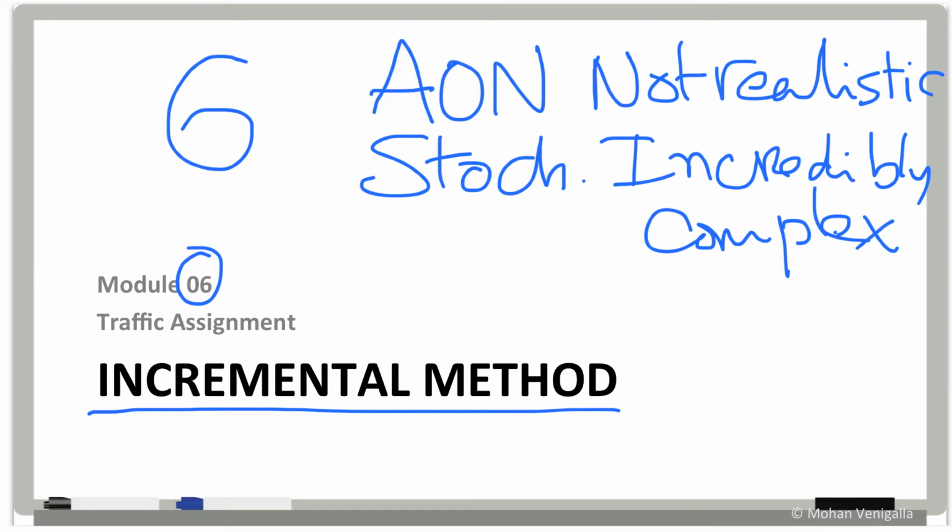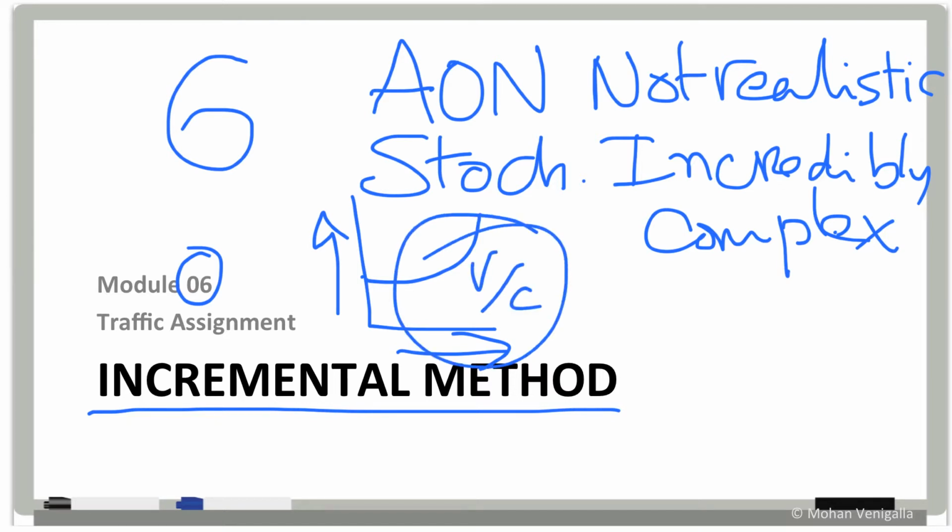And the third thing you learned in capacity restraint is that as the flow increases, travel time changes with flow, volume to capacity. How do we incorporate that into traffic assignment? So if you're not convinced that all or nothing and stochastic are not the right ones, at least at this point, just take my word for it and pretend that you are convinced.